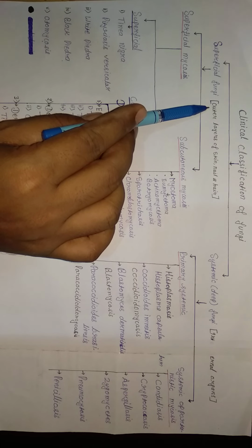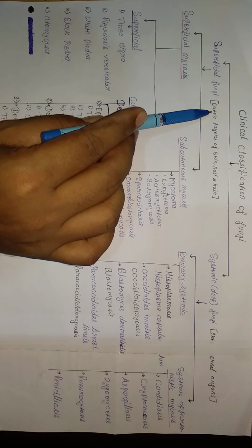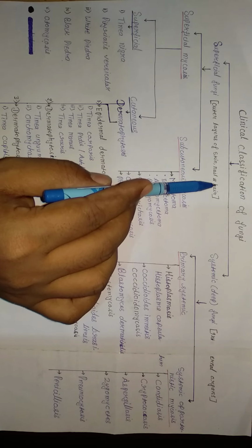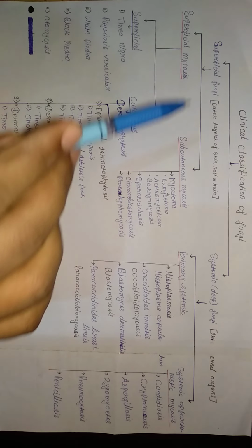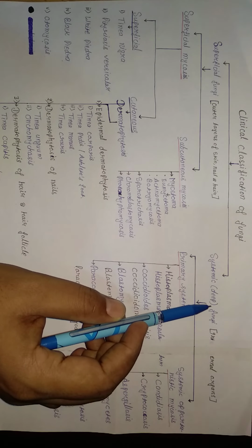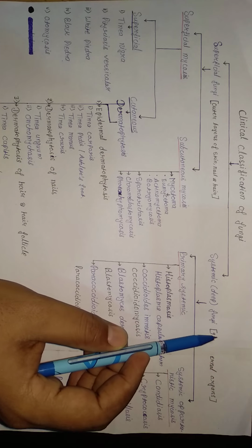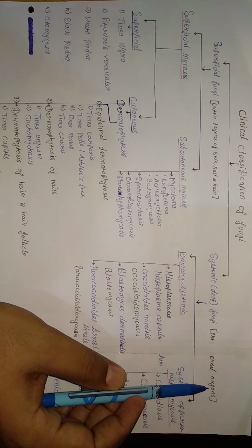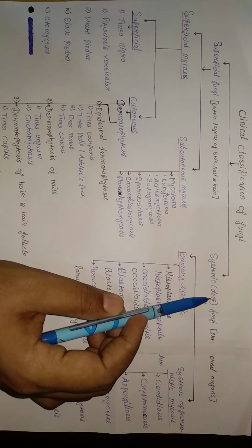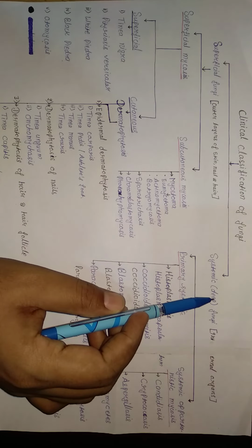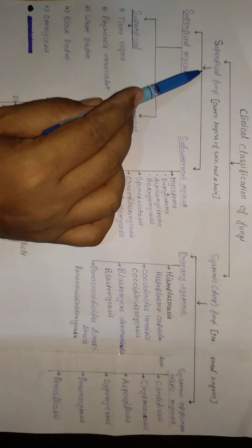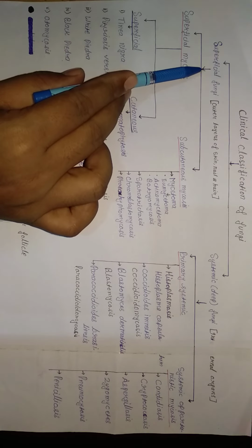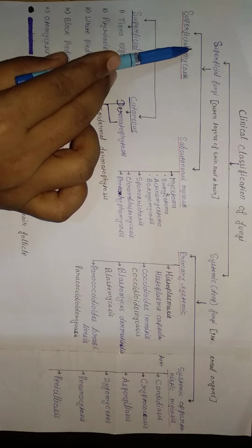Superficial fungal infection means the infection which occurs on the outer layer of the skin, nails and hairs. Systemic fungal infection or deep fungal infection means the infection which occurs in the internal organs of our body. So guys, now I am telling about the superficial fungal infection first. Superficial fungal infection is divided into two types.